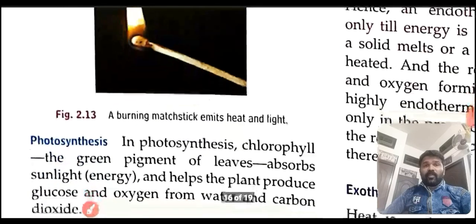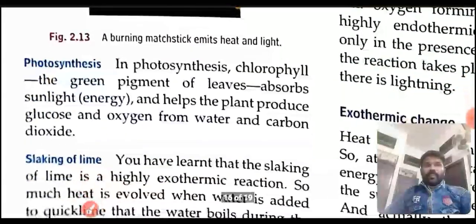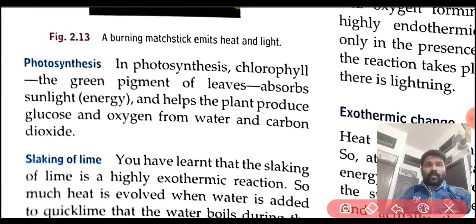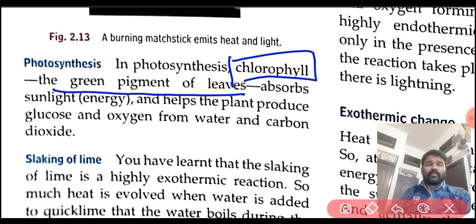Another one, photosynthesis. In photosynthesis, chlorophyll, the green pigment of leaves, absorbs sunlight and helps the plant produce glucose and oxygen from water and carbon dioxide. Clear? Now, slaking of lime.